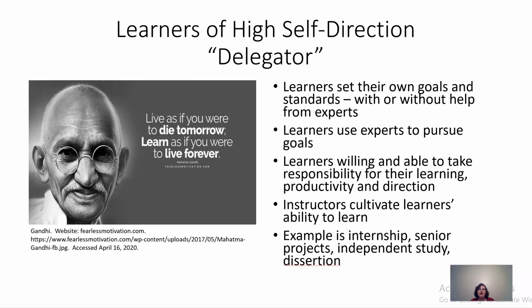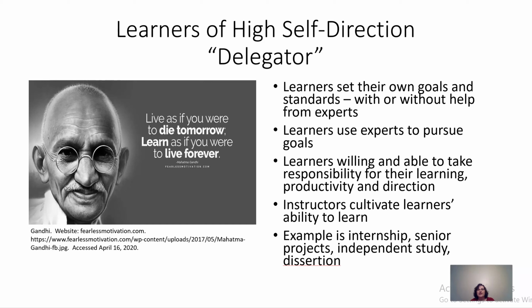Stage 4, high self-direction learners. This type of learner responds well to the delegator. These learners set their own goals and standards with or without help from the experts, and they use experts to pursue their goals. These learners are willing to take responsibility, and they accept that they have an active role in the productivity and direction. The instructors are there to cultivate the learner's ability to learn and really just oversee.